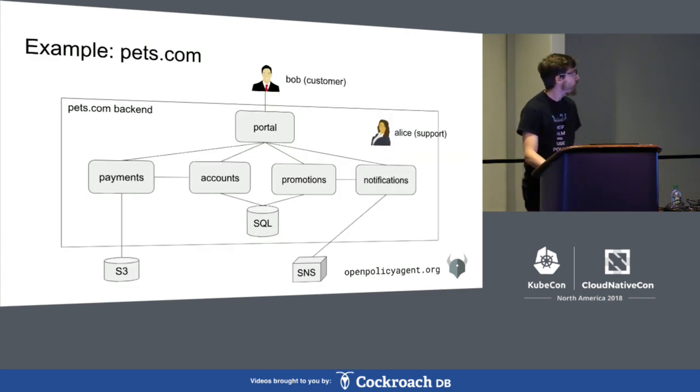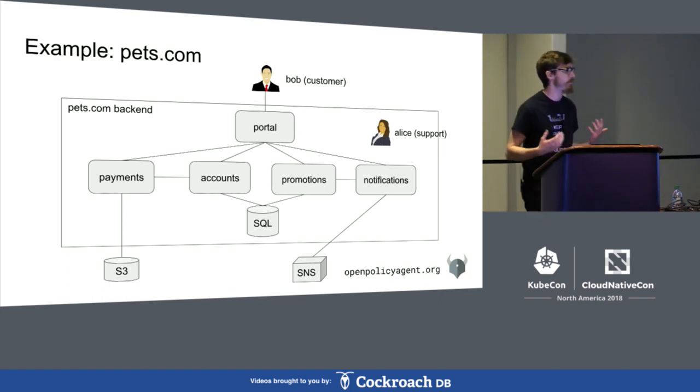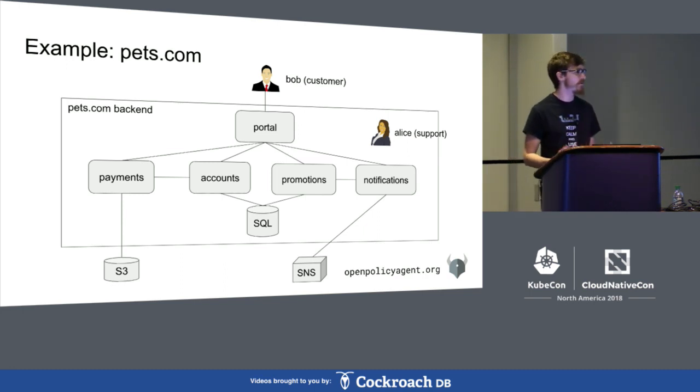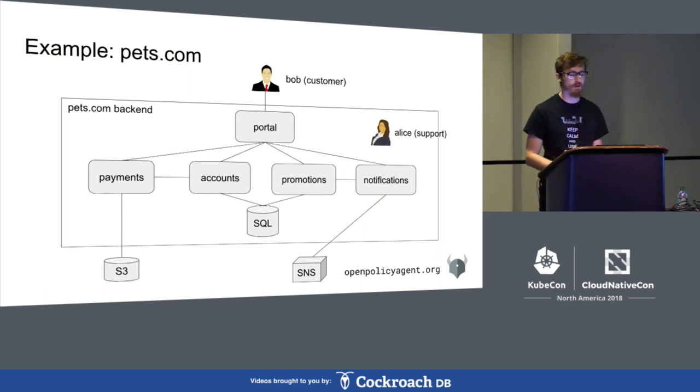So anyway, what I'm going to do today is jump into how OPA works. And to do that, I want to set up a little bit of an example. This is a hypothetical architecture for an online retailer that sells pet supplies or things like dog food to people over the internet. There are two personas involved in this. There's Bob. He's a customer. He likes to log into pets.com and purchase dog food and cat food and so on.